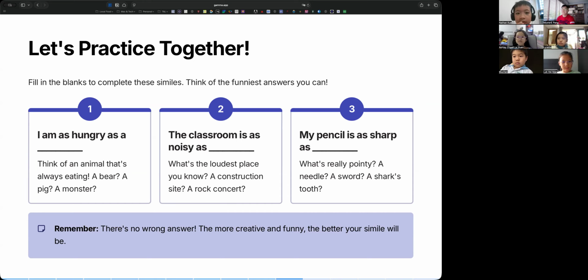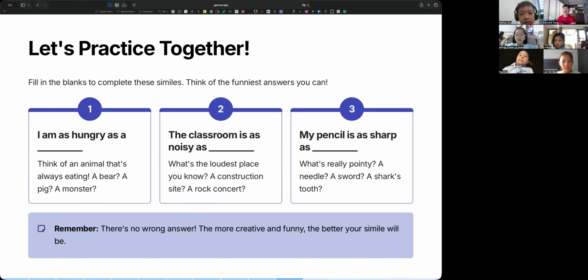I am as hungry as a bear. As hungry as a bear. Okay, that's very good. That's very traditional, very proper. Good. Dihak. My pencil is as sharp as the top of the mountain. Ooh, as sharp as the top of a mountain. I like that. You liken it to the tip of the mountain, the peak of the mountain. I love that. Very good.